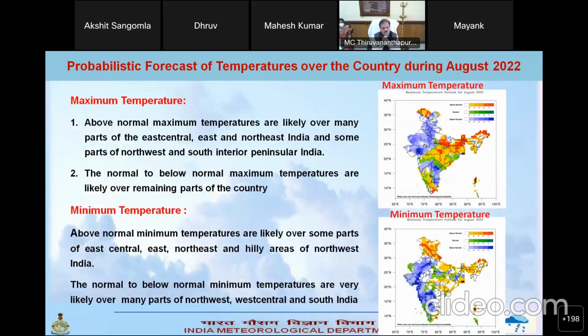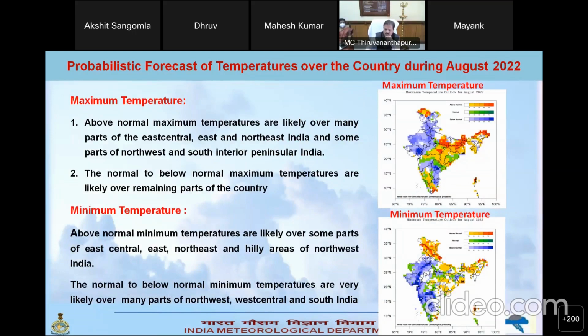Now, if I look at the maximum temperature, because of this variation of rainfall in the country expected in August, maximum temperatures are expected to be below normal over west central and northwest India because of the high amount of rainfall, and also the southeastern part of the peninsula where rainfall is also expected to be high. But in eastern and northeastern states, we are expecting above normal maximum temperature.